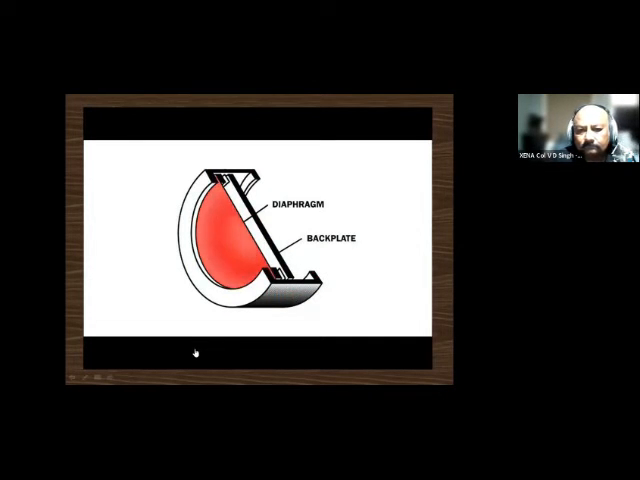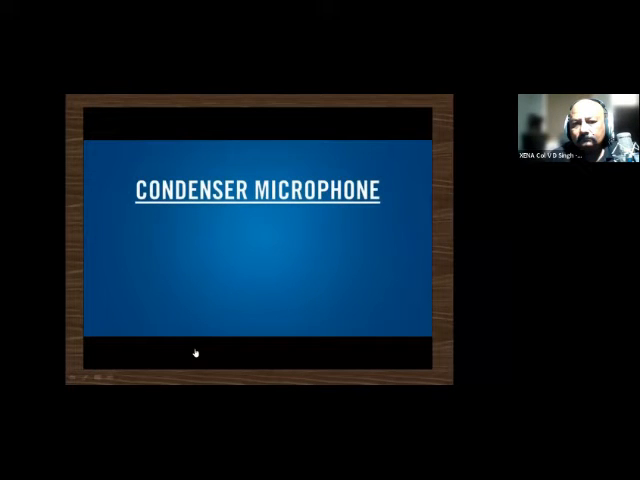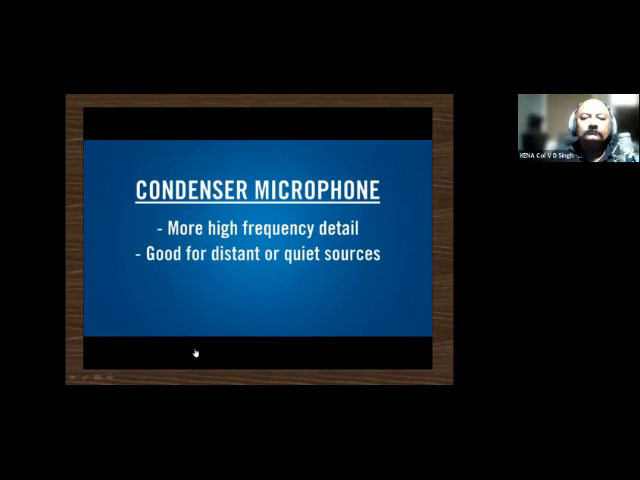The diaphragm is mounted just in front of an electrically charged plate. As the diaphragm moves back and forth, it changes the electric field between the diaphragm and plate, which generates an electrical signal that corresponds to the sound. Since there is no voice coil in a condenser mic, the sound waves only have to move the diaphragm. This gives condenser mics better high-frequency detail than dynamics. This makes them ideal for miking stringed instruments, percussion, piano, or subtle vocals. Condenser mics usually have higher output than dynamics, so they're good for distant or quiet sources.